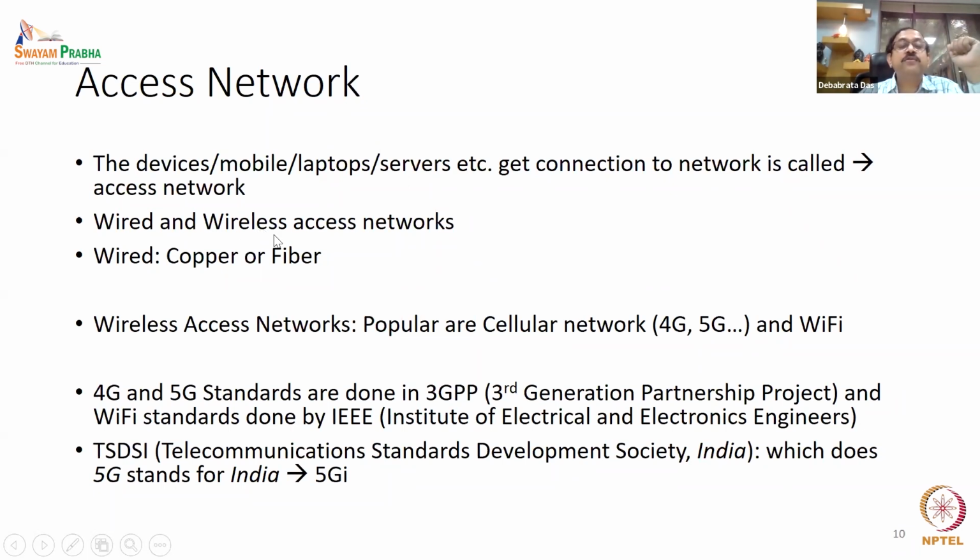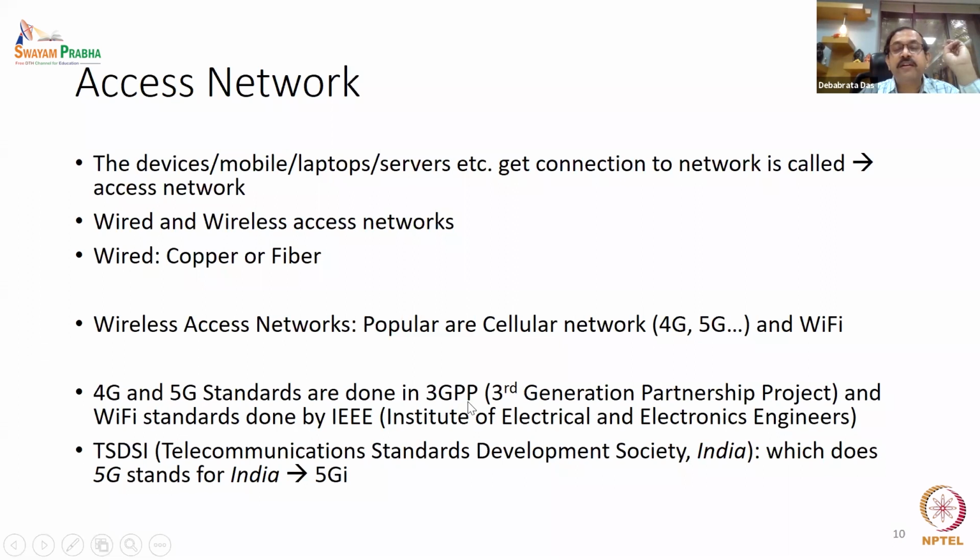So IoT devices will also be majorly on wireless. The popular wireless access networks are the cellular networks, 4G and 5G, and Wi-Fi. These are the two most popular networks in the world. If you look at it, till today the Wi-Fi protocol has sold the maximum in the world, and next comes 4G and 5G.